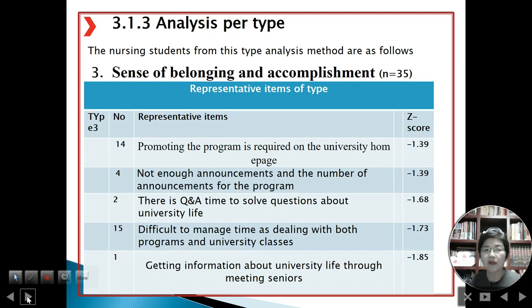Item 14, promoting the program is required on the university homepage, minus 1.39. Item 4, not enough announcements for the program, minus 1.39. Item 2, there is a Q&A time to solve questions of university life, minus 1.68. Item 15, difficult to manage time and deal with both program and university classes, minus 1.73. Item 1, getting information about university life through meeting scenarios.